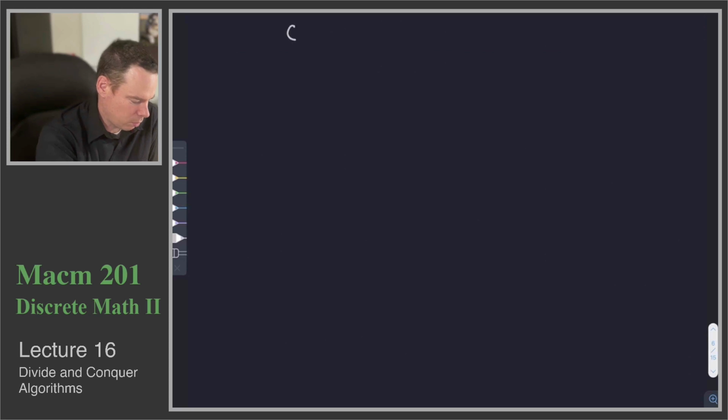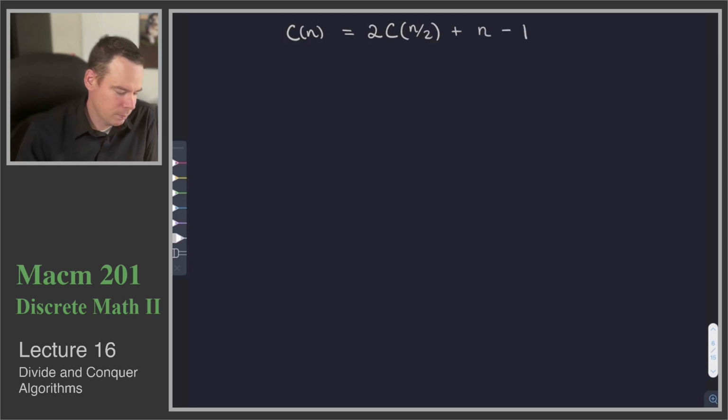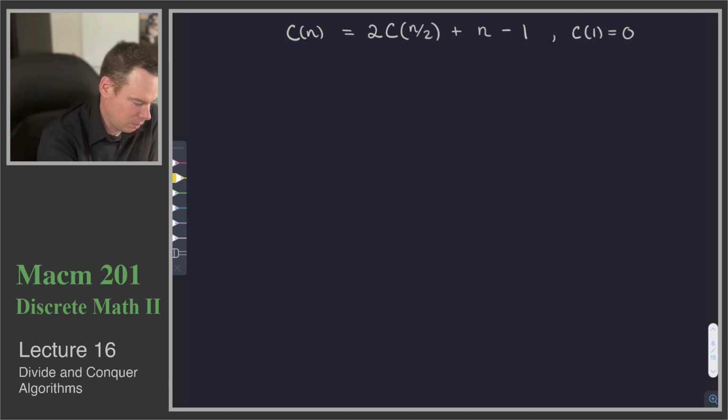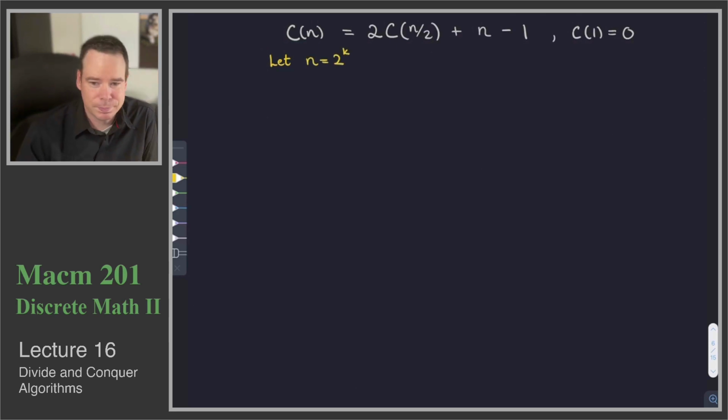Just a reminder, the recurrence relation we're interested in solving is C_n = 2C_{n/2} + n - 1. We also have the initial condition C_1 = 0. And what we're going to do next is convert it to a first order recurrence relation. So what we'll do is, as we've done before, let n be 2 to the power of k.